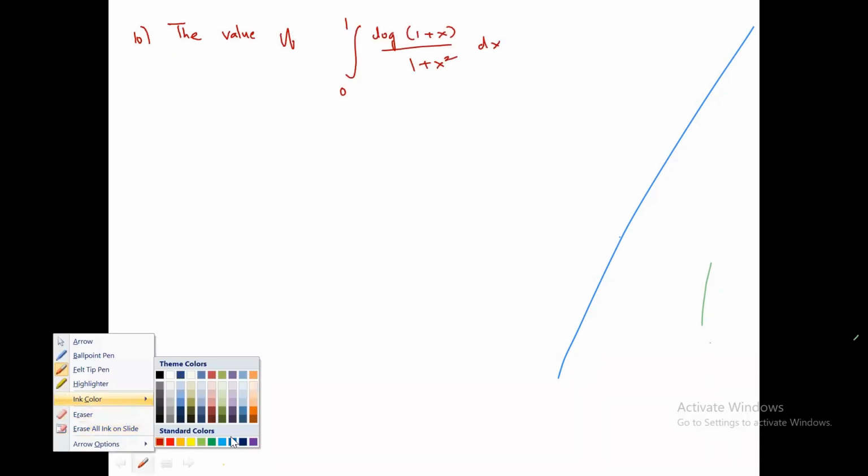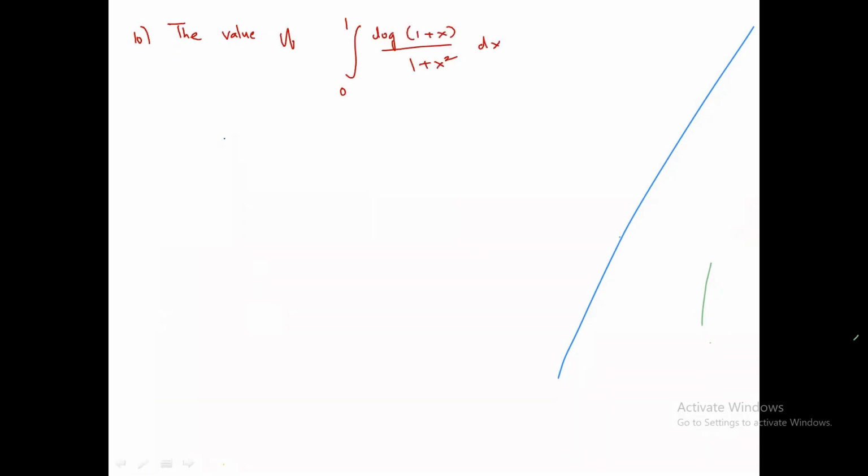We can go to the next question, that is question number 10. You have to find the value of the integral of log of 1 plus x by 1 plus x squared dx, from 0 to 1. It's a definite integral. So, in order to find the integral, let the answer for this integral be I, which we are going to find.